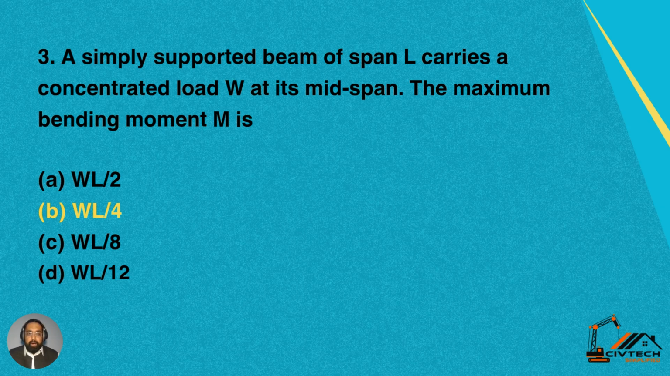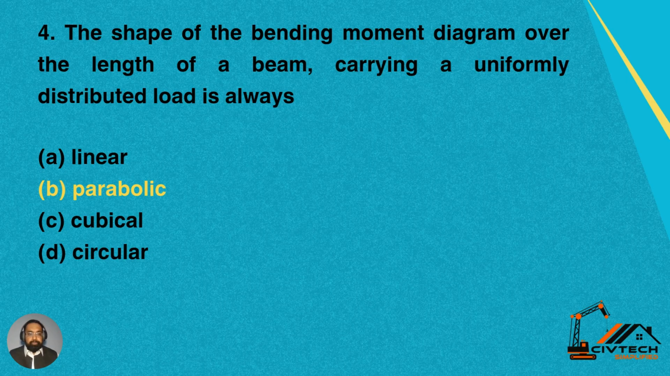Question 3. A simply supported beam of span L carries a concentrated load W at its mid-span. Remember, the length of the beam is L and the load is a concentrated point load at the mid-section, which is W. The maximum bending moment M is, what is the formula of maximum bending moment? Option A, WL by 2; option B, WL by 4; option C, WL by 8; option D, WL by 12. So option B is the correct answer. WL by 4 is the maximum bending moment formula.